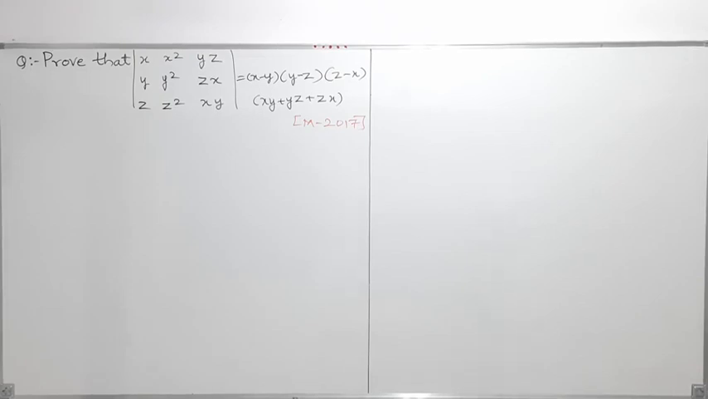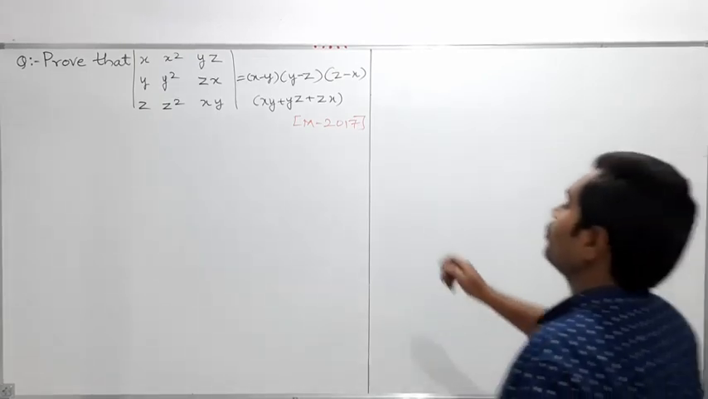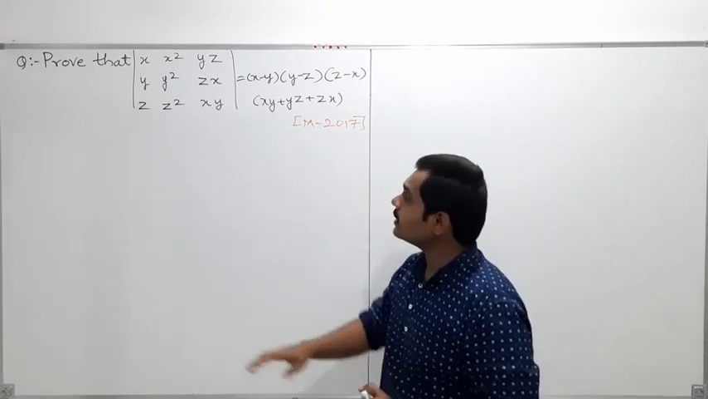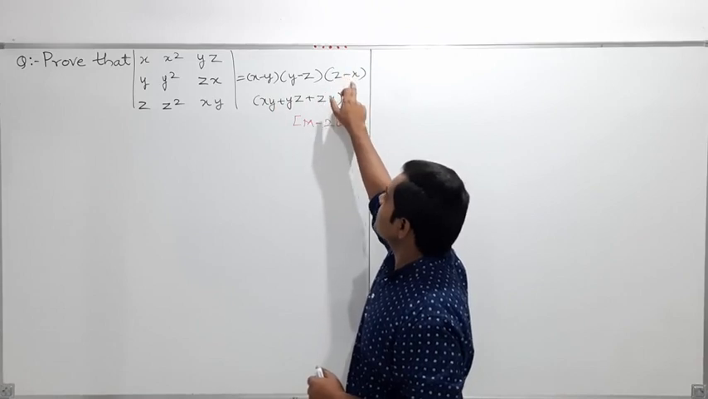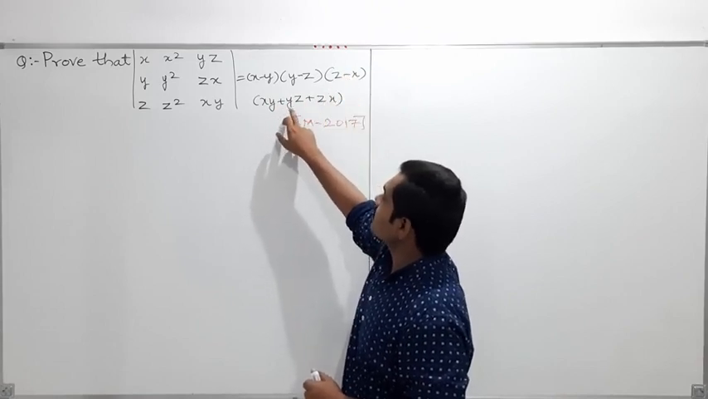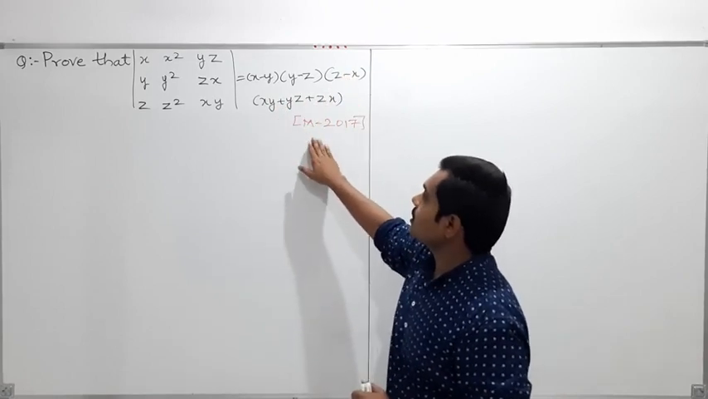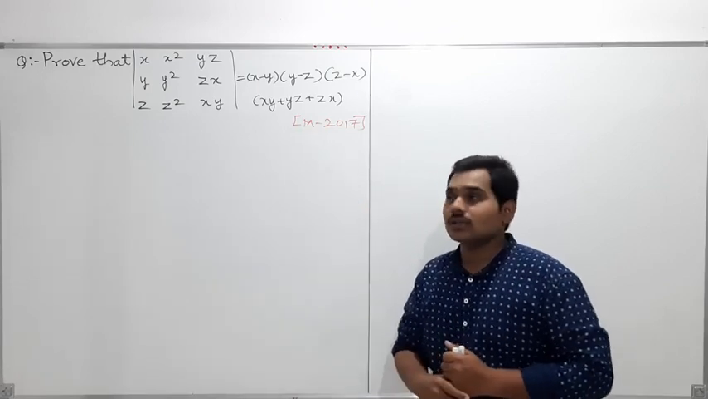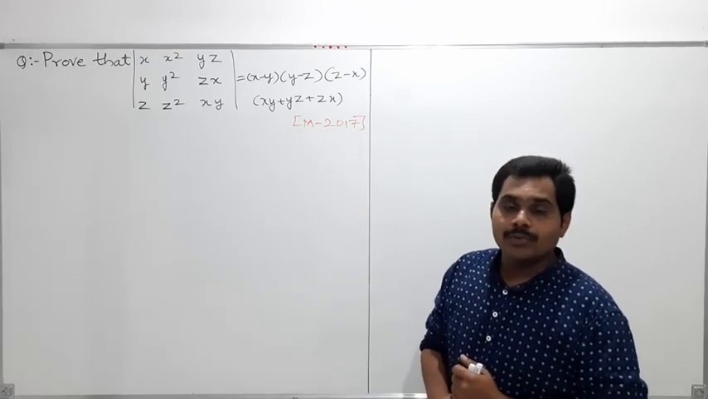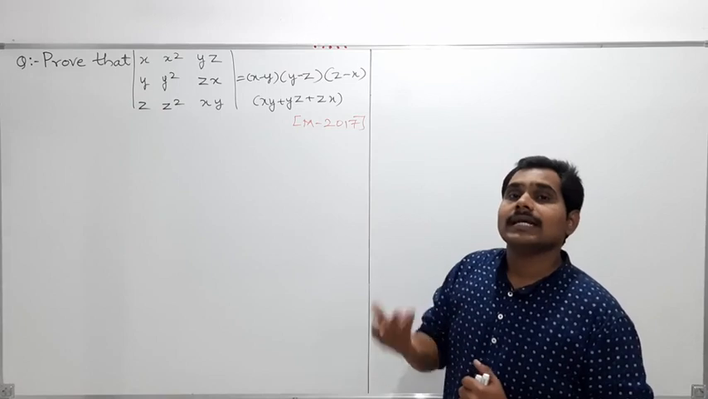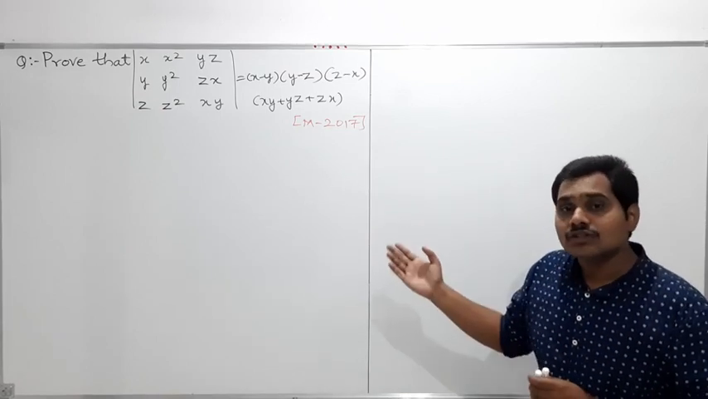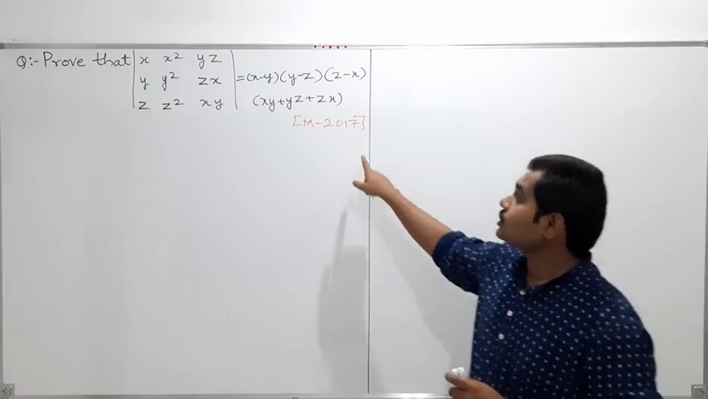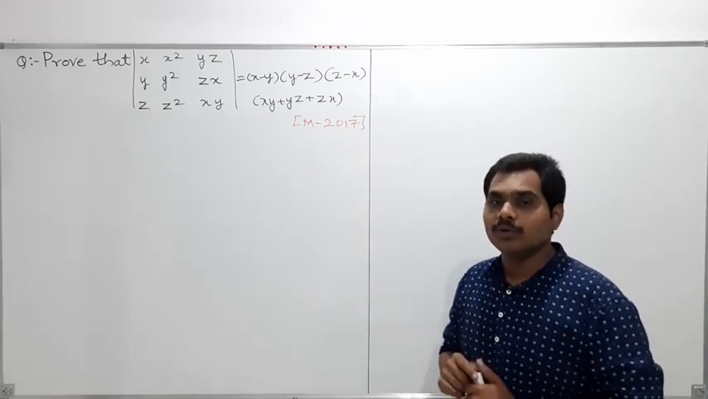Yes, my dear students, the next question I wrote here. Prove that this determinant value is equal to x minus y into y minus z into z minus x into xy plus yz plus zx. And this question was asked in March 2017 of your PU board, in the second year annual examination. Very important question it is.